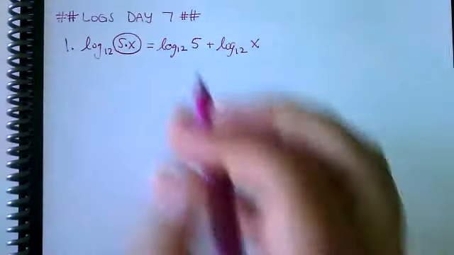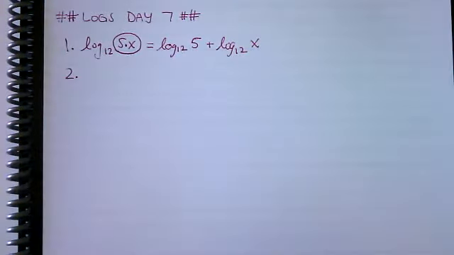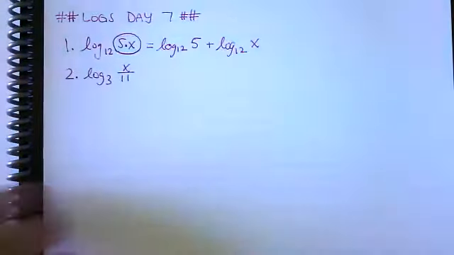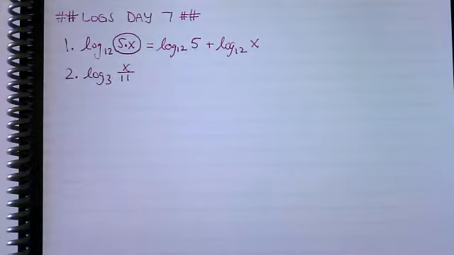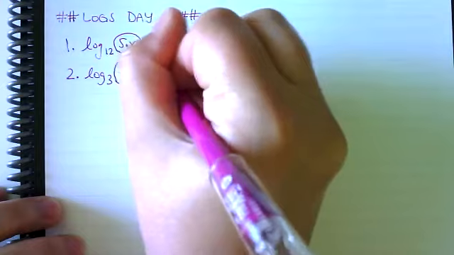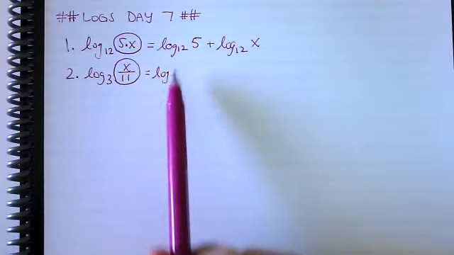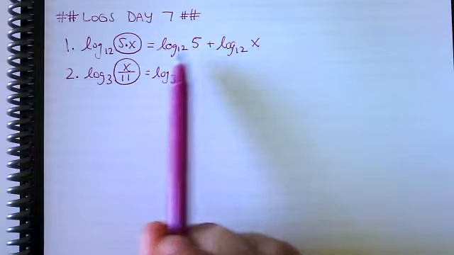So for question number 2, we have log base 3 of x divided by 11. This is called our quotient rule because quotient means division. So again, I'm looking at this right here. I'm going to have two logs because I have two terms here, an x and an 11. Both of them are going to be log base 3. And again, it doesn't matter what the base is, it's just that the bases have to be the same when you split it up.